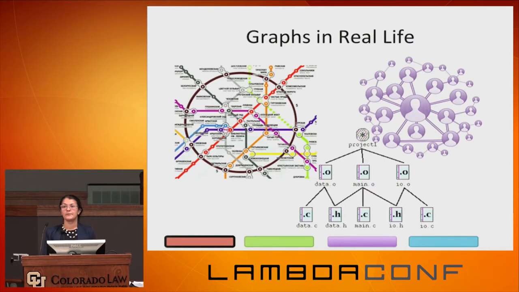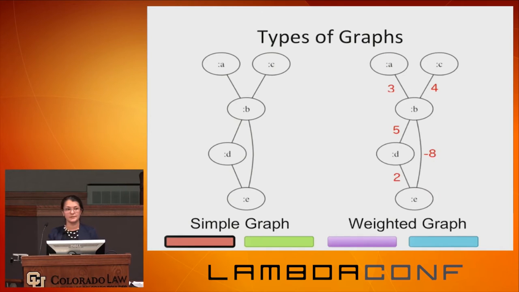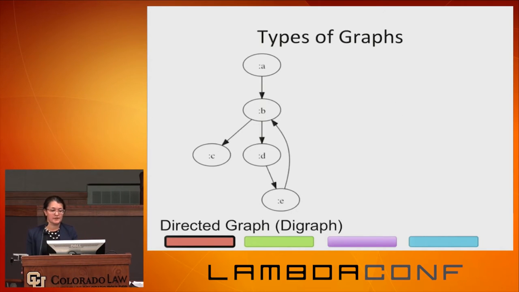Well, there are simple graphs, undirected graphs, where nodes are connected by edges. There are also weighted graphs, where each edge has some weight associated with it. There are directed graphs, also known as digraphs, where the edge has a specific direction. So in this case, there is a directed edge from A to B, so there's a way to get from A to B. And you can also assign weights to those edges.